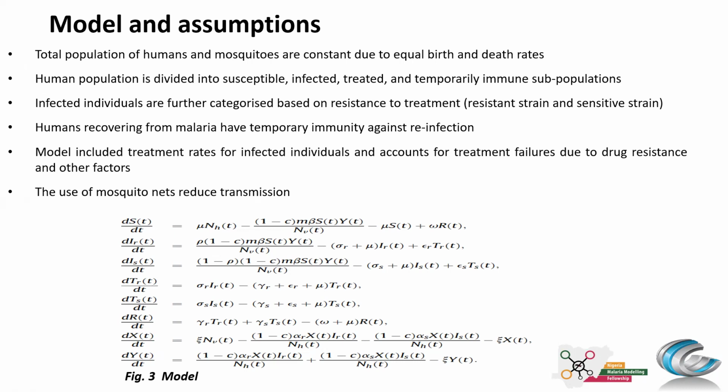So the model also divided those who were treated into those who were also treated and who were infected with the resistant strain and also the sensitive strain. Then another assumption was that the use of mosquito nets reduced transmission by a proportion. So based on these assumptions, the model, which consisted of an 8-dimensional system of ordinary differential equations, as shown in Fig 3, was developed.